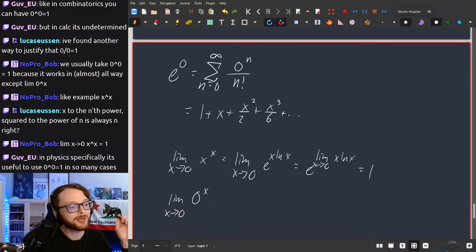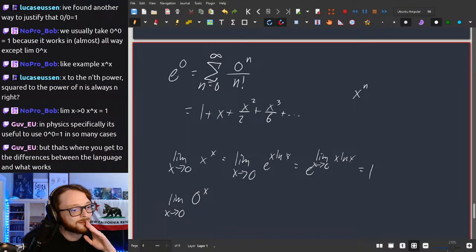X to the nth power squared. Wait, x to the n. Wait, squared to the n? I don't know what you're saying, Lucas. I'm getting 3 levels of exponents here from how I'm reading it.